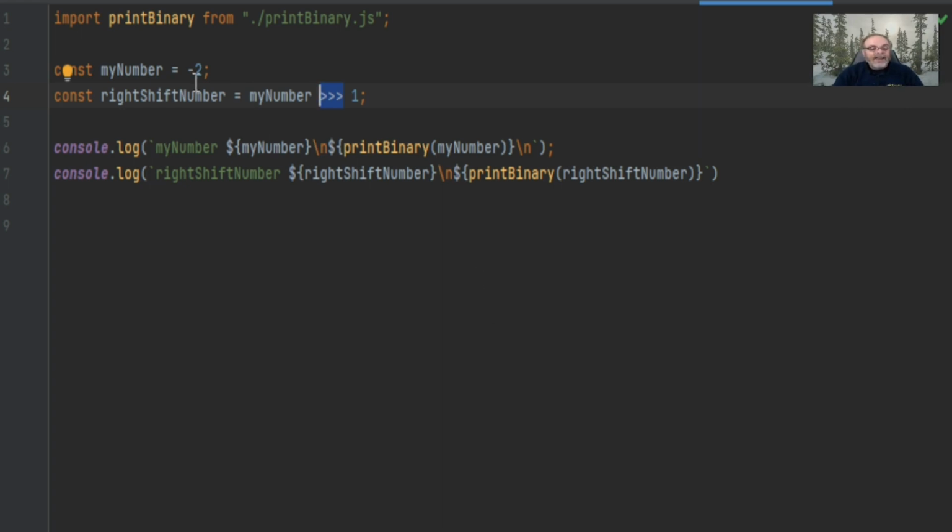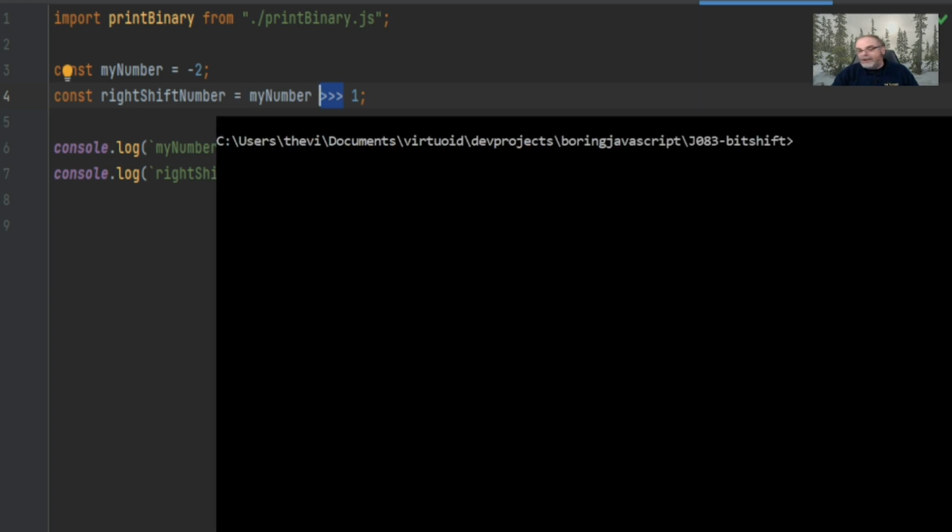So I've got a -2 here. And then I'm going to shift that over by 1 bit, and I'm going to do an unsigned shift. So let's take a look and see what happens there. Let's go over to Node. Let's type in Node unsigned right.